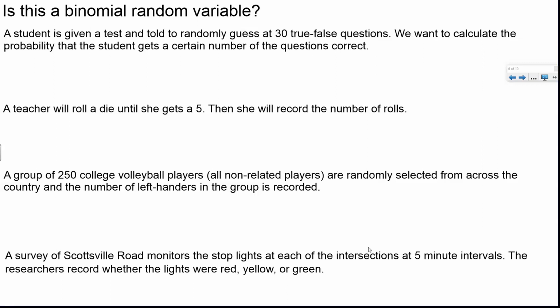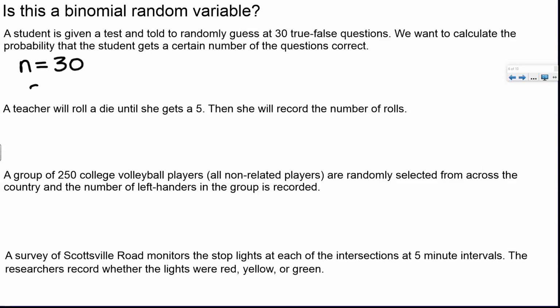So the first one is students given a test and told to randomly guess at 30 true-false questions. We want to calculate the probabilities that the student gets a certain number of the questions correct. To figure out if this is a binomial random variable or not, we want to look at, do we have a certain number of trials? Is there a certain number of questions? Yes, right? This one has 30. So we would be looking at each of those 30 questions as a trial and saying, did they get it right or wrong?